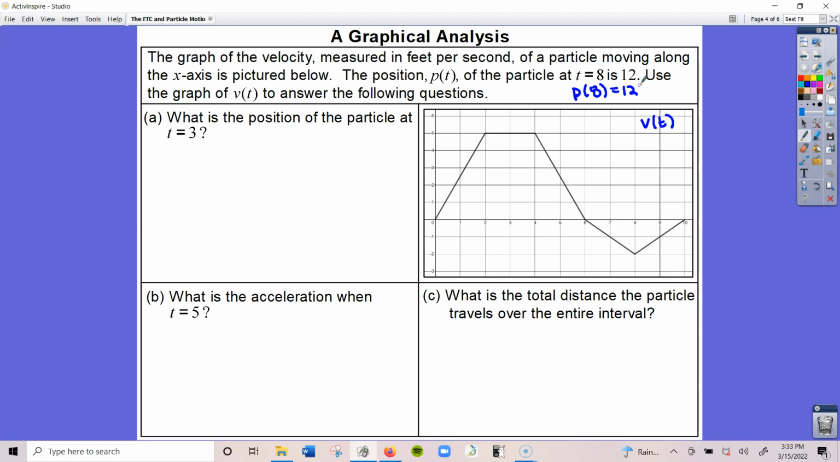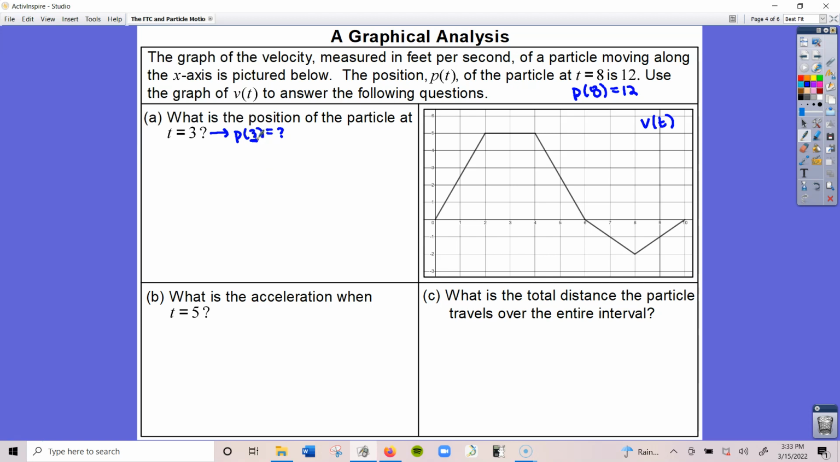Use the graph of V of t to answer the following questions. Part A. What is the position of the particle at t is equal to 3? So what I'm trying to solve for is P of 3. This means I'm going to have to set up an integral because since I'm given velocity and I want to find position, I got to go backwards.